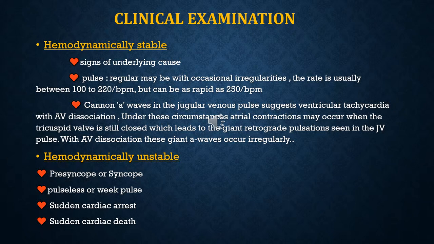كانون ويف كونتراكشن للتو سايتس، للتو اتريوم والتو فنتريكل في نفس الوقت، الفور تشامبرز بيكونتراكت في نفس الوقت، والميترال كلوز والتراكاسبد كلوز سوري، فبالتالي هيحصل ريجورجيتيشن للبلاد كله في الايه؟ في الجاجولار فين، فلاقي ويف كبيرة قوي اسمها كانون او فيري جاينت اي ويف. هنا طبعا مش هتبقى بريت ثابت، هتبقى بفاريبل ريت، يعني هتبقى الريجولار كانون ويف.